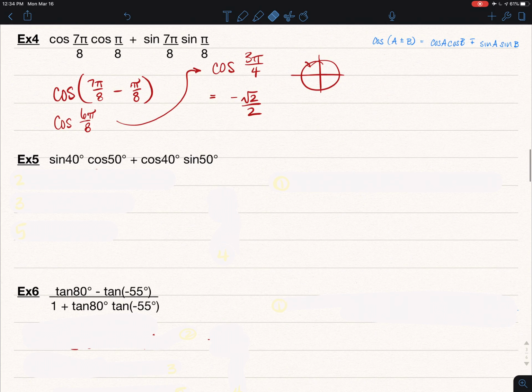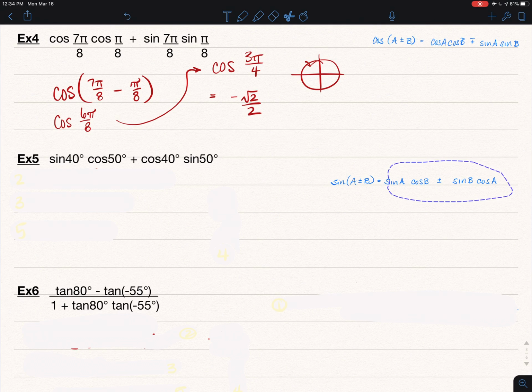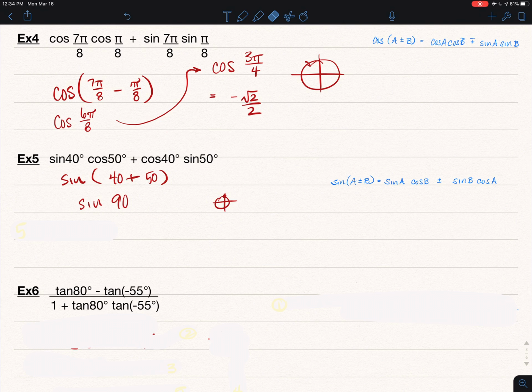Let's jump into example 5. Notice that this one is going to be my sine sum identity. So I've got the right side of the equation here, and I want to plug into the left side of the equation. So this is going to be the sine of 40 plus 50, which is the same thing as the sine of 90. We know that 90 is at the top of the circle, and so the sine of 90 is going to be the value of 1.